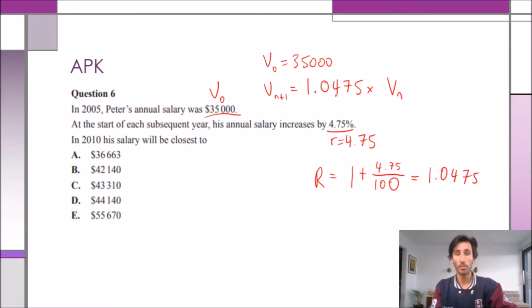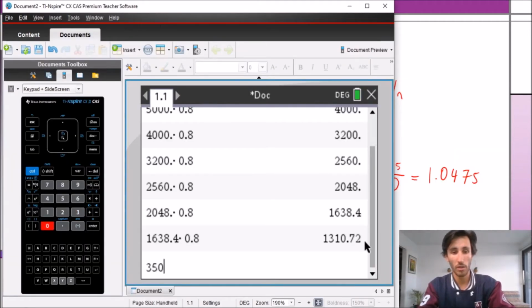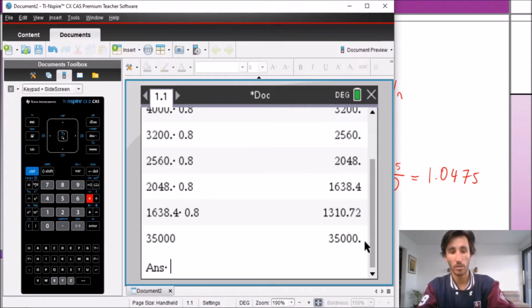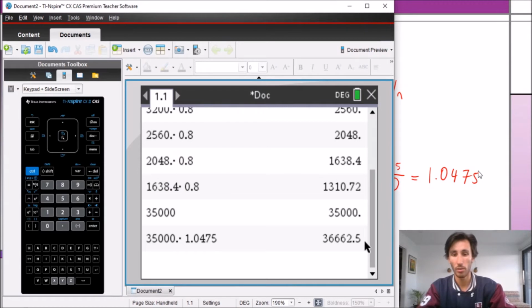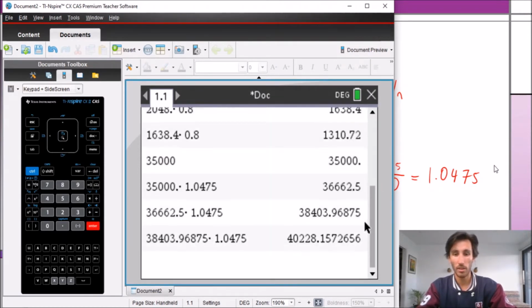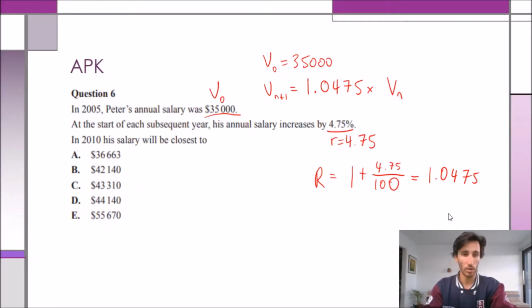That's where I got the 1.0475 from. Now again, we need to go to our CAS. We're starting with 35,000, press enter, then we times 1.0475. And we're looking for in 2010. So we've already pressed enter once. So this was 2005, this is 2006, 2007, 2008, 2009, 2010, 44,140. So the answer is D again. Cool.